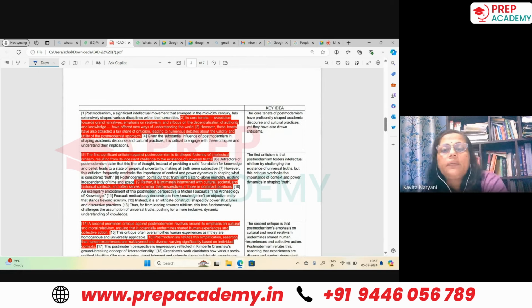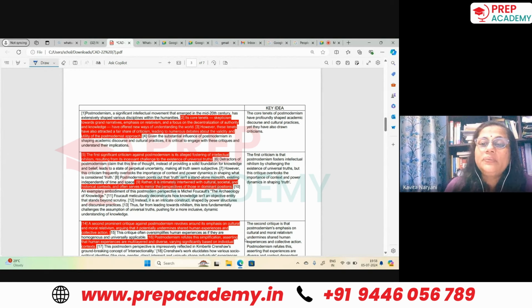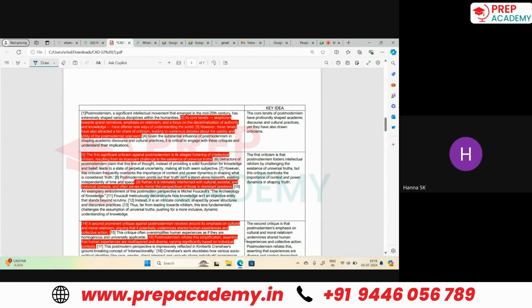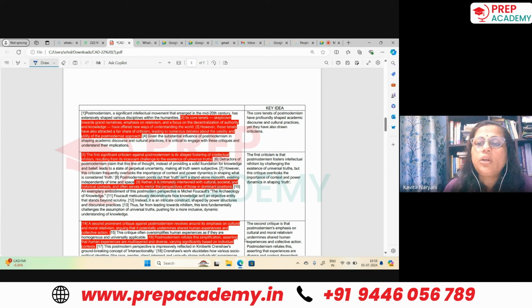Here comes the first para. What is the key sentence here, children? Its core tenets: skepticism towards grand narratives, emphasis on relativism, and a focus on the decentralization of authority and knowledge. I think some of you have said this answer, no? 2 and 3. Gauri said it? Yes or no? Ma'am, I said 1 and 2. 1 and 2. This is Rachel telling me. So, Rachel, you get half a mark there for the second sentence. What about Hannah? What was your answer, Hannah? Ma'am, 3 and 4. So, again, you get half a mark there. What about you, Gauri? Ma'am, 1 and 2. Okay, so half and half has been given to all.